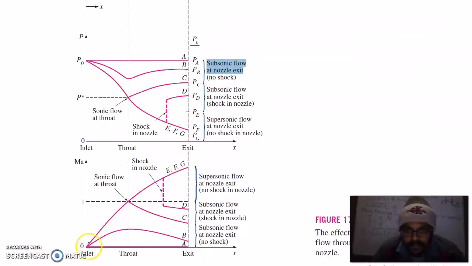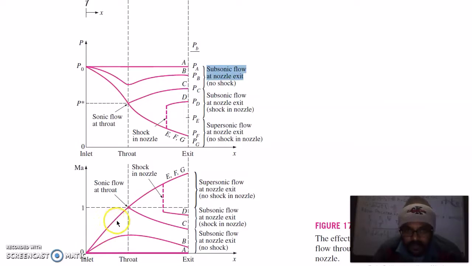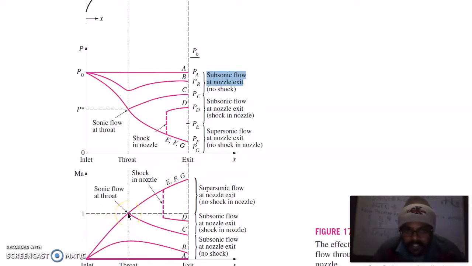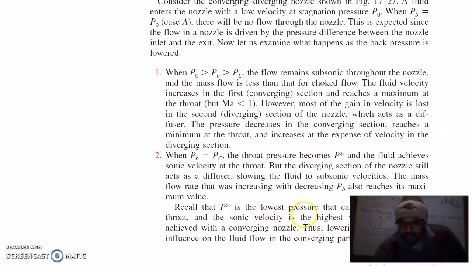Here you can see the velocity increasing as you go through the nozzle, and at the throat it is maximum, and then again the velocity starts to decrease. Here you can see the pressure starts to decrease and it is minimum at this point, then again pressure starts to increase because this part of the nozzle acts as a diffuser. Recall that P star is the lowest pressure that can be obtained at the throat, and sonic velocity is the highest velocity that can be achieved with the converging nozzle.